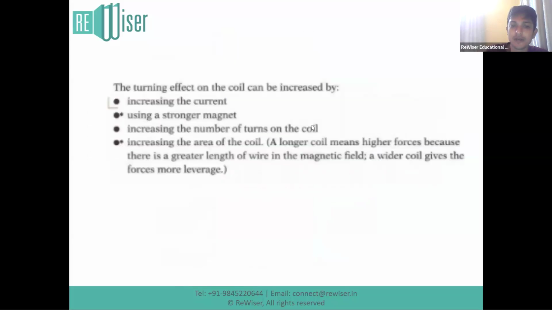So this is the working of a motor. Remember, the turning effect of the motor can be increased by four things: increasing the strength of current, using stronger magnets, increasing the number of turns in the coil, or increasing the area of cross section of the coil. The rectangular area, you can increase that as well to produce a stronger turning effect.